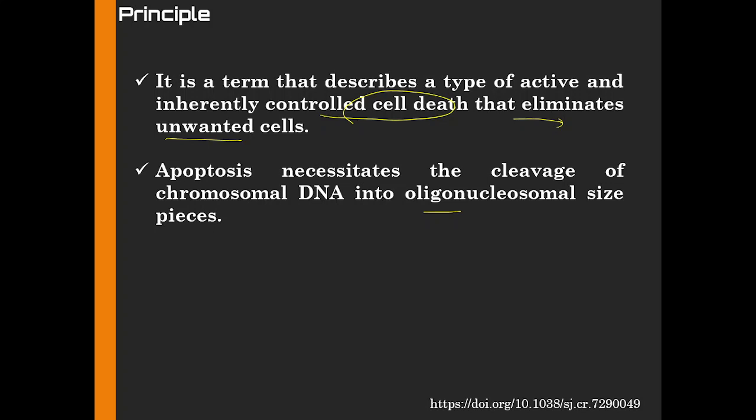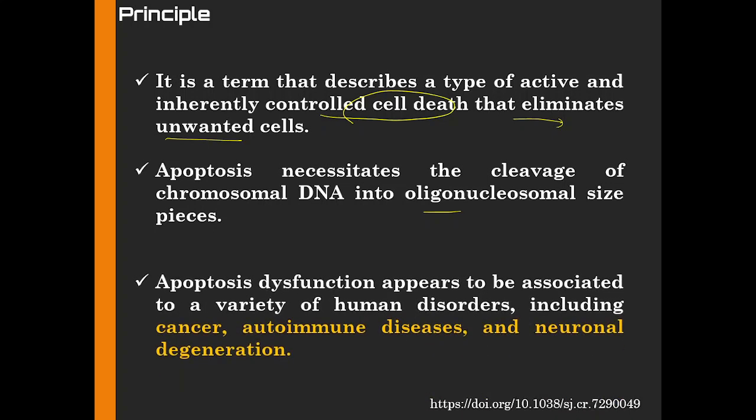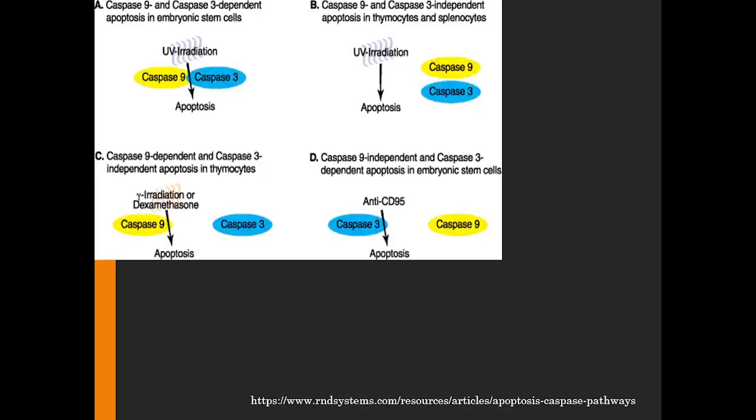and this is usually taught in your cell biology classes. Okay, so if apoptosis is somehow not working properly, as I said, it is required for normal developmental processes, then it leads to several human diseases like cancers, autoimmune diseases, and neural degeneration.